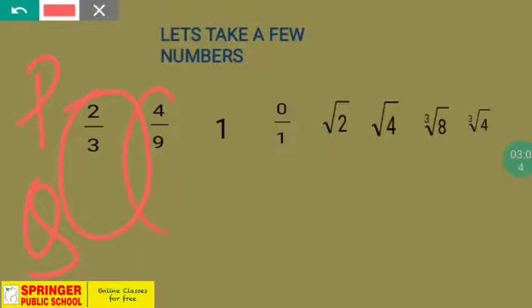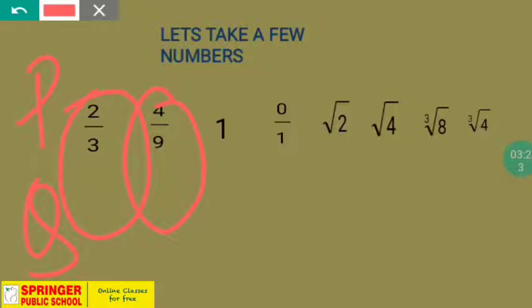The next number, students, 4 upon 9. Again, p is equal to 4, q is equal to 9. Both are integers. 9 is not equal to 0 and 4 and 9 are co-primes. That means they don't have any factor other than 1 in common. So the number is a rational number.